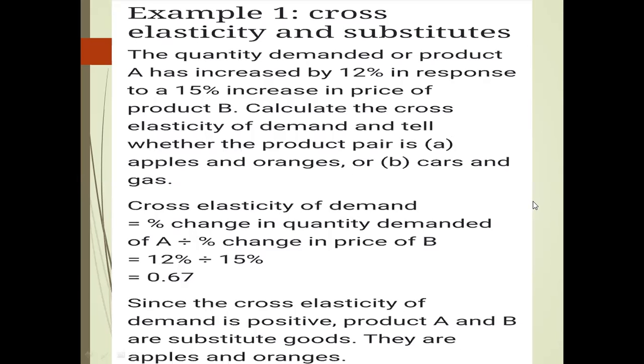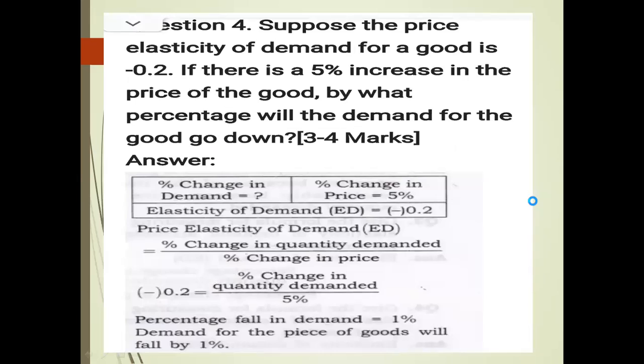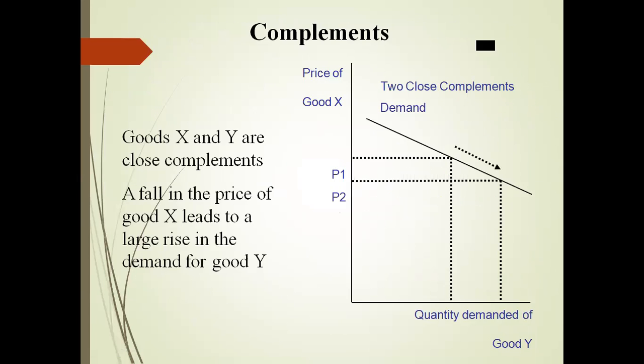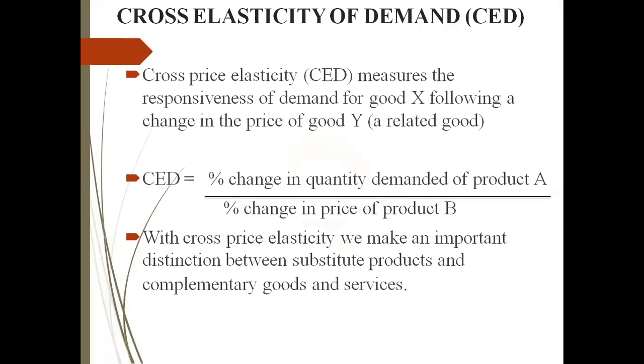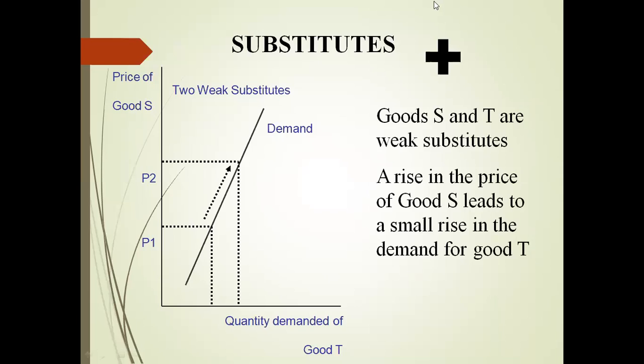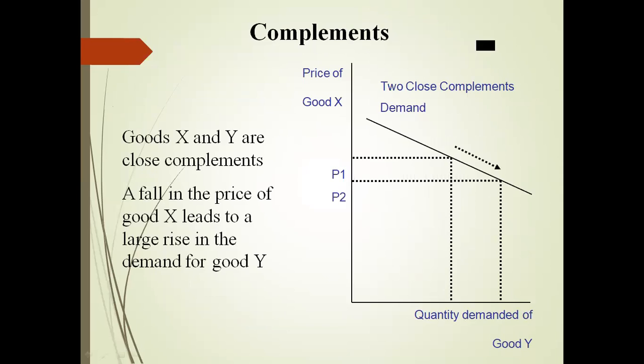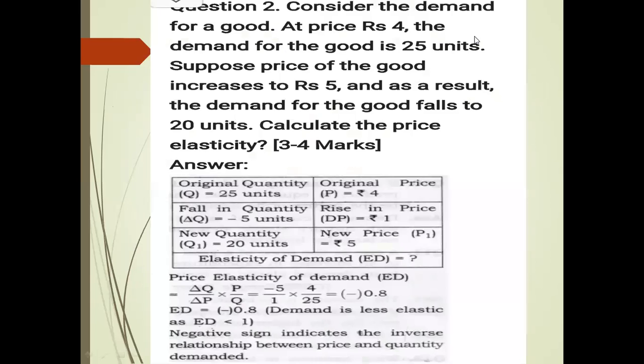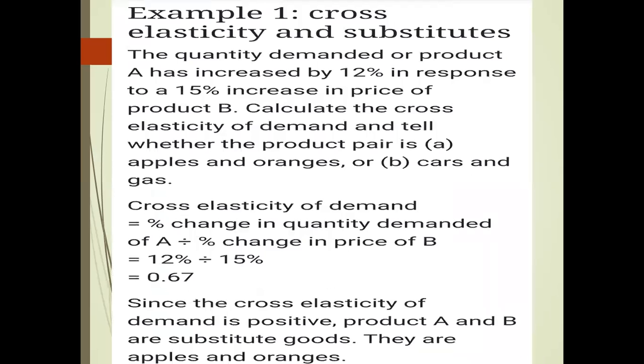And when we were discussing the cross elasticity of demand, let me go to that slide once again. When we were discussing the cross elasticity of demand, for substitutes the cross elasticity of demand will be positive. It means for apples and oranges, the answer will come in positive sense, and for complementary goods like car and gas, the cross elasticity should be negative. Now let's go to the question once again.